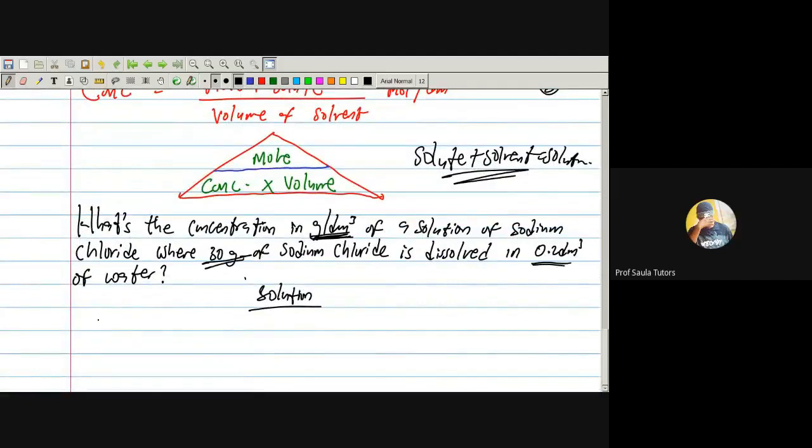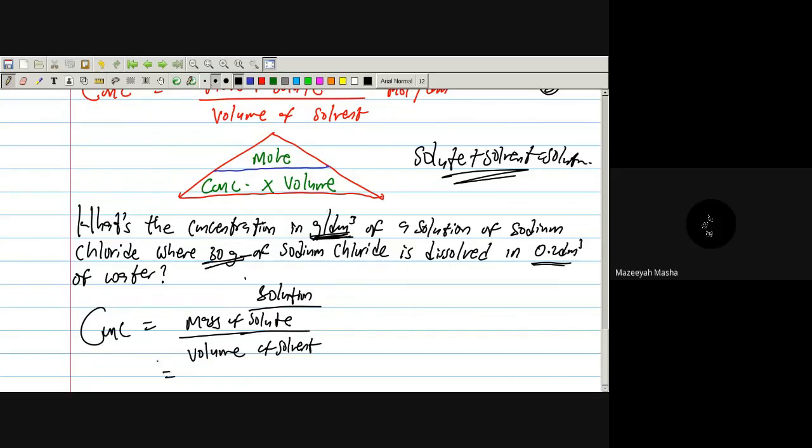Of a solution of sodium chloride where 30 grams of sodium chloride is dissolved in 0.2 dm cube of water. So we are saying concentration in gram per dm cube. That's mass over volume, mass of solute over volume of solvent. What is our mass in the question? Our mass is 30 grams, and our volume is 0.2.